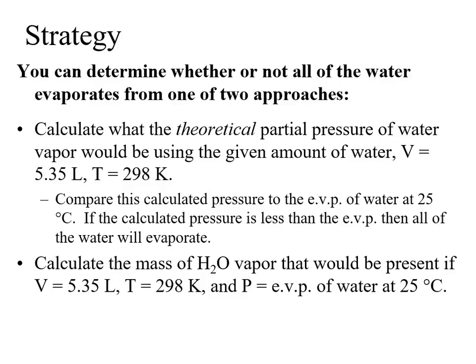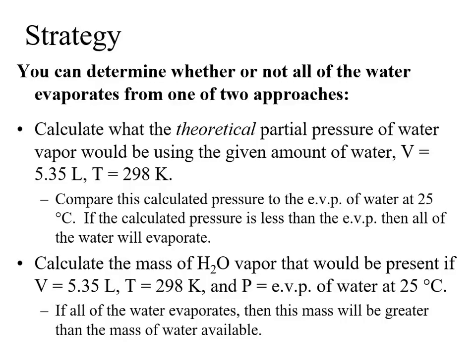In that case, if the mass is greater than what we had to evaporate in the first place, then we know that we were undersaturated and it will all evaporate. So that's kind of what we've got going on.